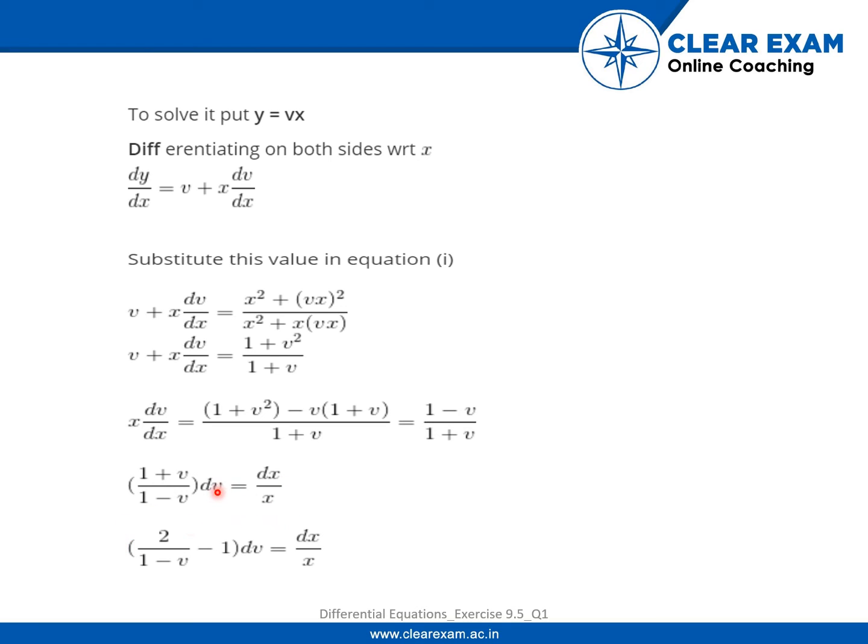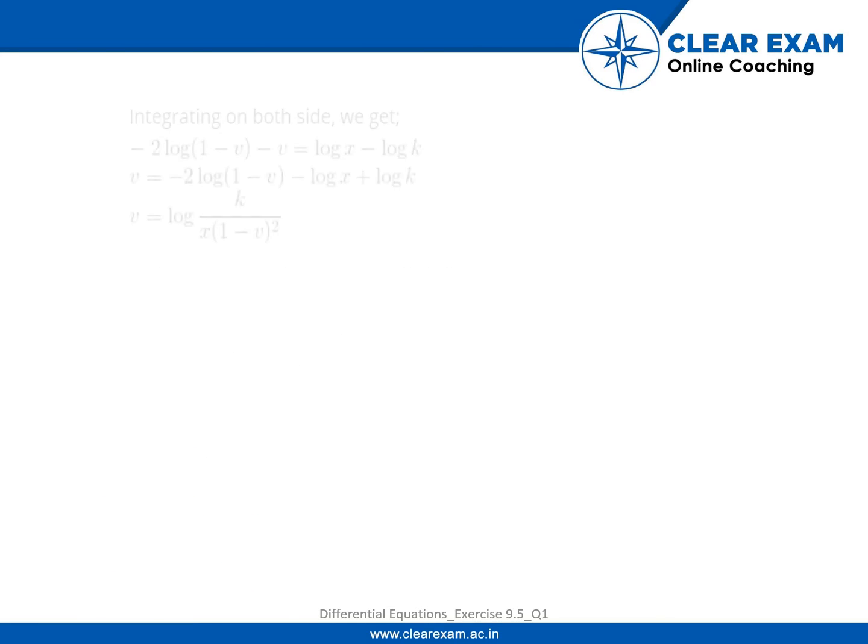Now if we take the LCM, we'll get (2/(1 − v) − 1) dv = dx/x. So what we do here is cross multiply: 1 − v into minus 1, and then add with 2. Basically if we cross multiply this, we'll get this term. That's what we have done here.